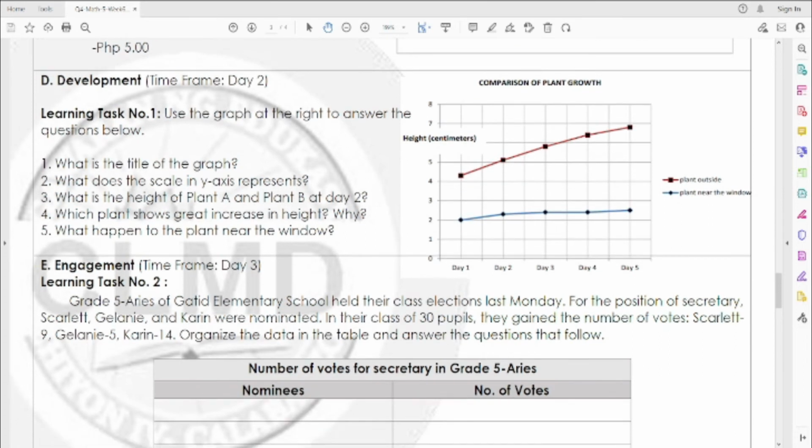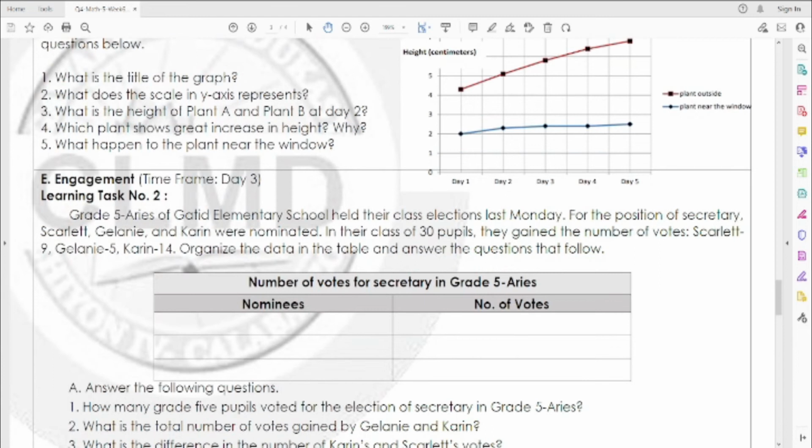Next, learning task number 2. Grade 5 Aris of Gatid Elementary School held their class election last month. For the position of secretary, Scarlett, Jelani, and Karin were nominated. In their class of 30 pupils, they gained the following number of votes: Scarlett 9, Jelani 5, Karin 14. Organize the data in the table and answer the questions that follow.